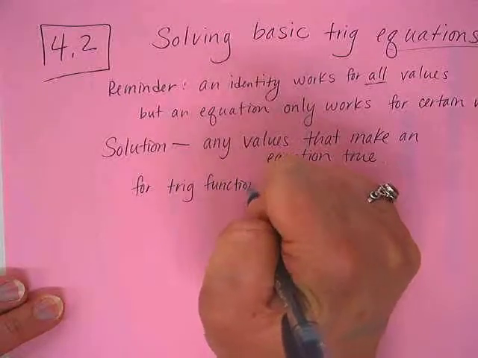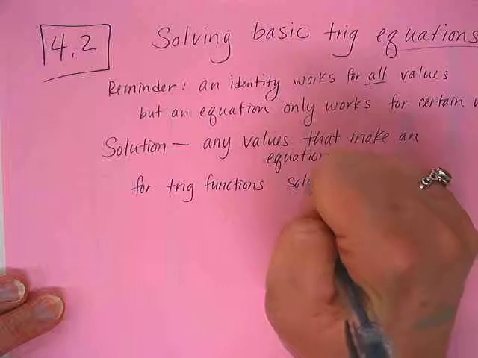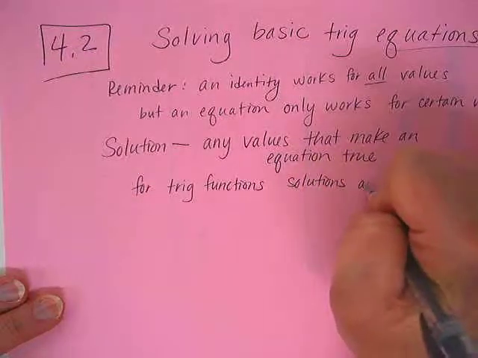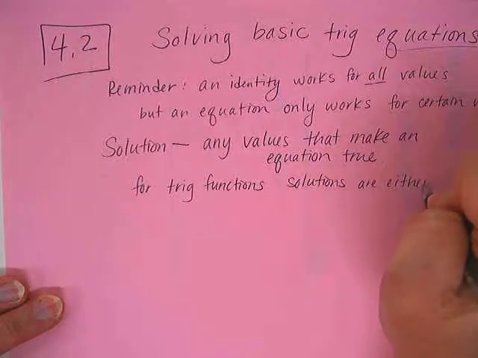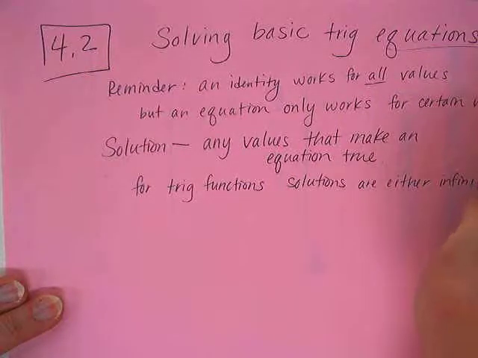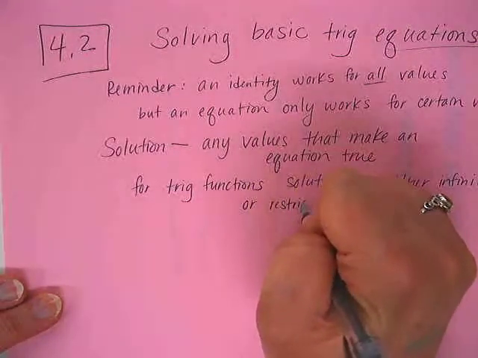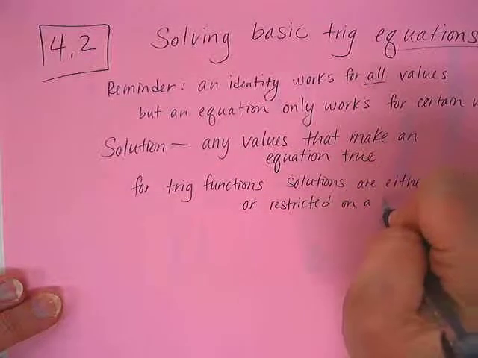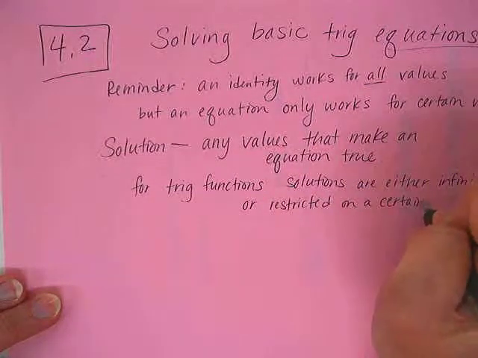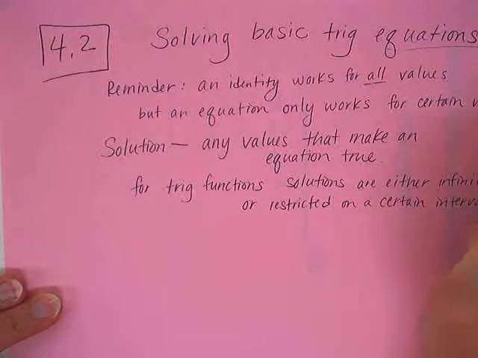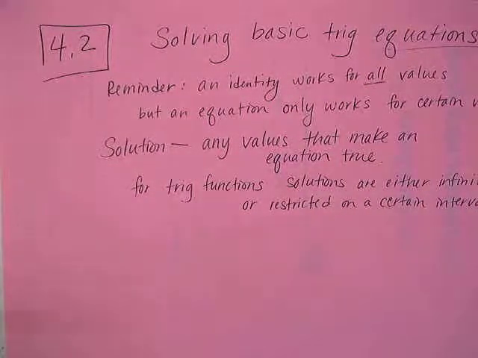For trig functions, solutions are either infinite, and the reason for that is because we keep going around and around the circle, right? Or restricted on a certain interval. So sometimes I might say just find the answers from 0 to 2 pi. Or just find the answers from 0 to 360, or something like that.